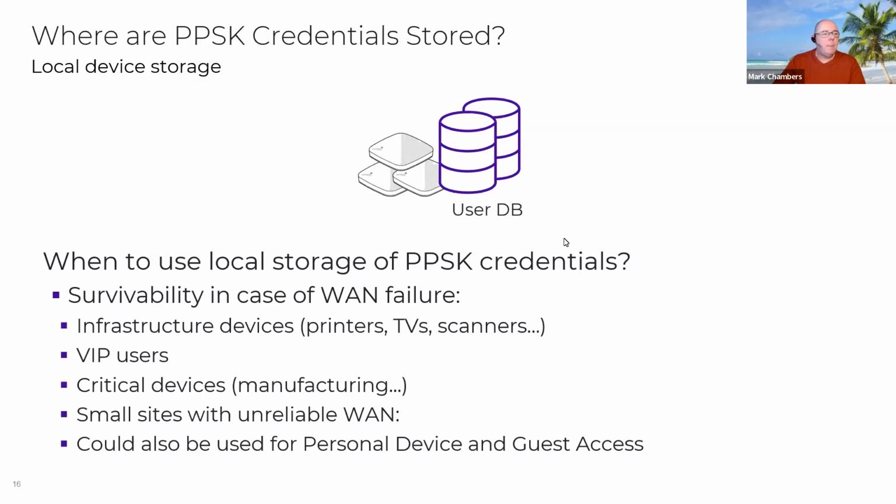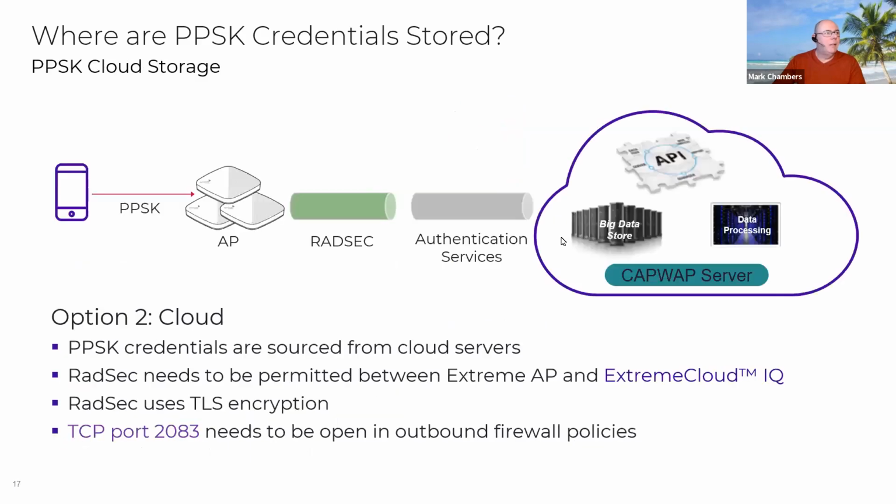Okay. The second system that we have is to store them in the cloud. Now, the cloud is technically unlimited. Literally, these credentials are accessed in the cloud. A device connects to the access point. The access point then uses RADSEC to go out to the cloud and say, hey, I have this user accessing the network. Do you have his credentials? The cloud responds back and says, yep, here they are. The access point then authenticates that user into the network and gives them access.